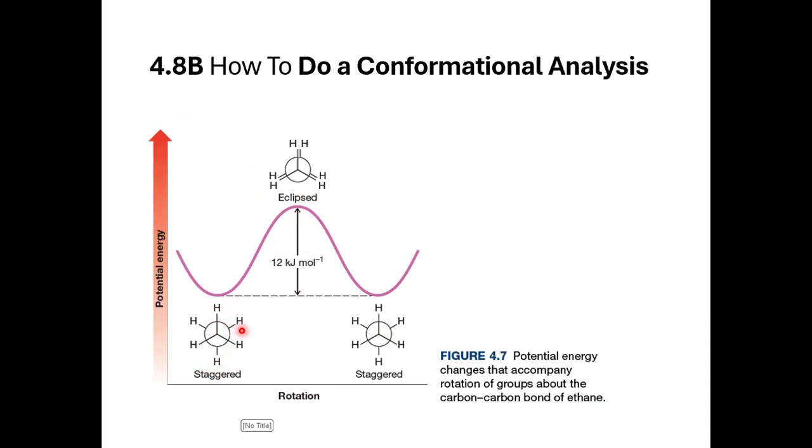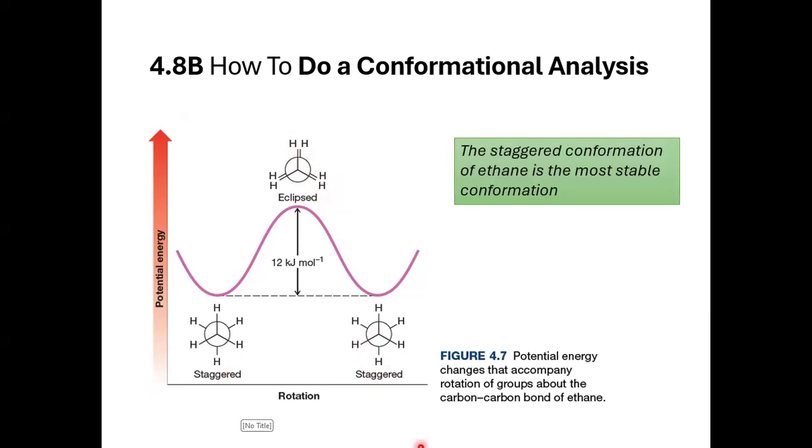If you rotate it 60 degrees, the potential energy of this molecule actually increases. So it is less stable in the eclipsed conformation. But if you continue to rotate it again by 60, you return to the staggered conformation. So the more stable one is the staggered conformation.